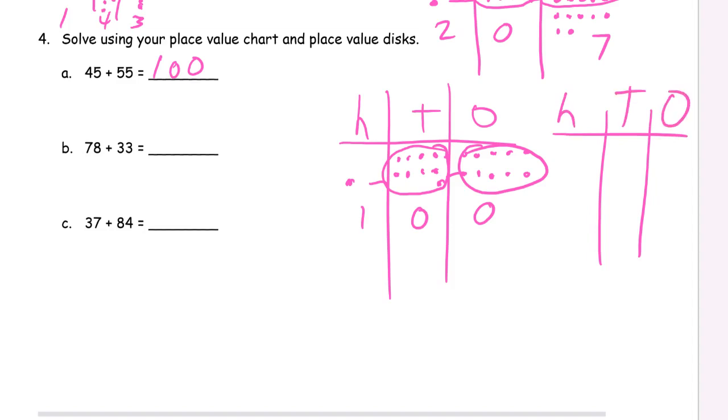Tens and ones. 78 and 33. 1, 2, 3, 4, 5, 6, 7, 8. And now 33. 1, 2, 3. And 3 more ones. 1, 2, 3. There's 10 ones, that makes it 10. And here's 10 tens, that makes 100. So we have 100, a 10, and a 1, that's 111.